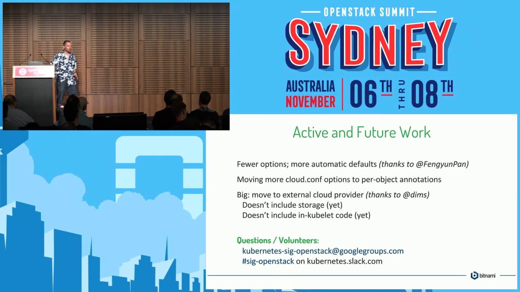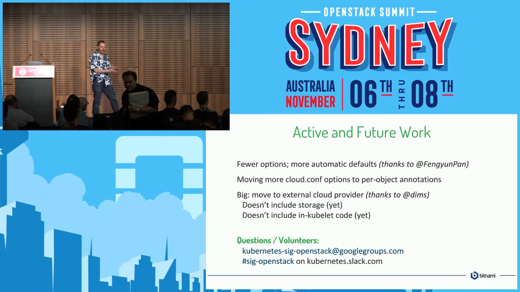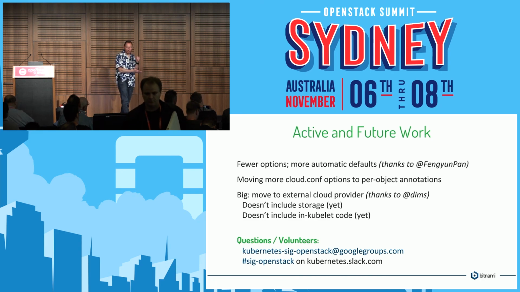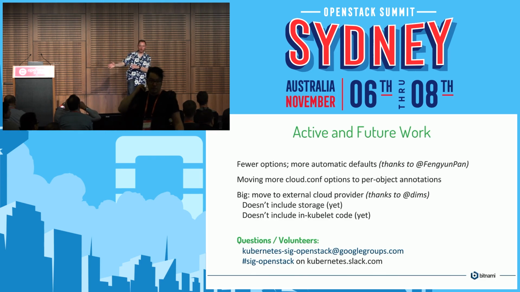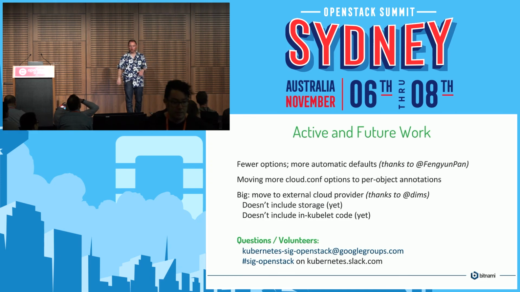And here we're pretty much done. So the things that are happening right now, we're trying to make fewer options and be more automatic about things, which is great. I am thoroughly in favor of all of this. And Feng Yunpan's doing a lot of this work, and yay. We're moving more cloud.conf options to per object annotations. In the past, everything was in cloud.conf, and you weren't able to change that per object. Some things like load balancer options, you really want to change per service. So some of those have been moved across, and more of them are being moved across into annotations.